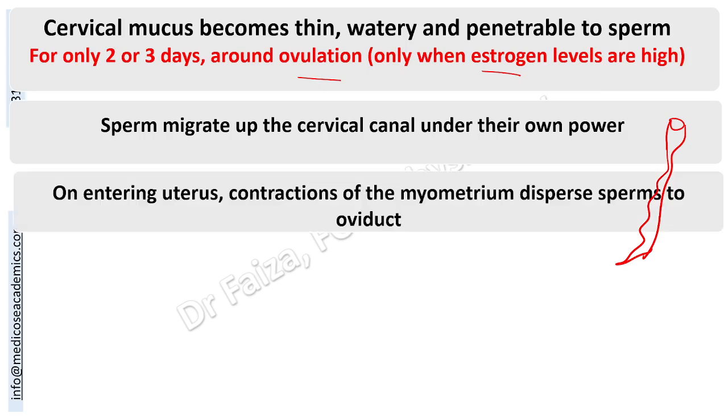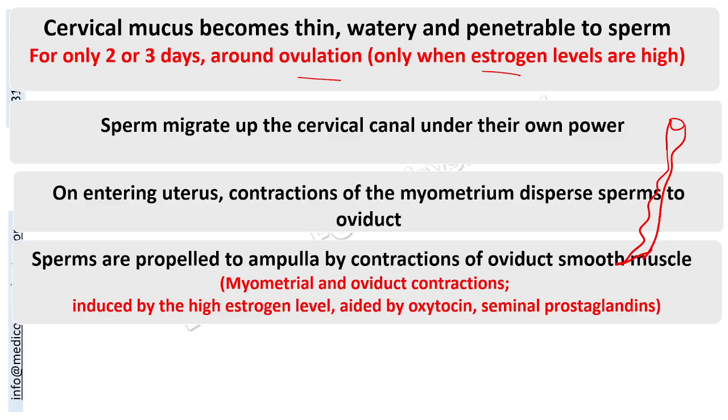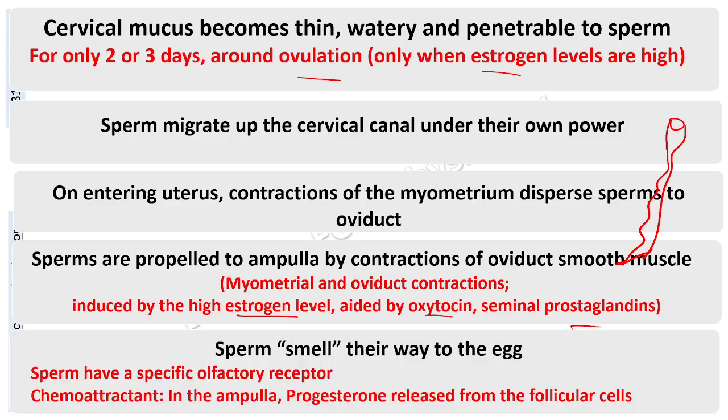On entering the uterus, not only the flagellar movement but also the mild contractions of the uterine myometrium help in the dispersion of the sperms to the oviduct. So ultimately, this is the fallopian tube where fertilization occurs, not the uterine cavity. Sperms are propelled to ampulla by the contractions of the oviduct smooth muscles. The myometrial and oviduct contractions are caused by the high estrogen levels. Also, prostaglandins and oxytocin can aid this.